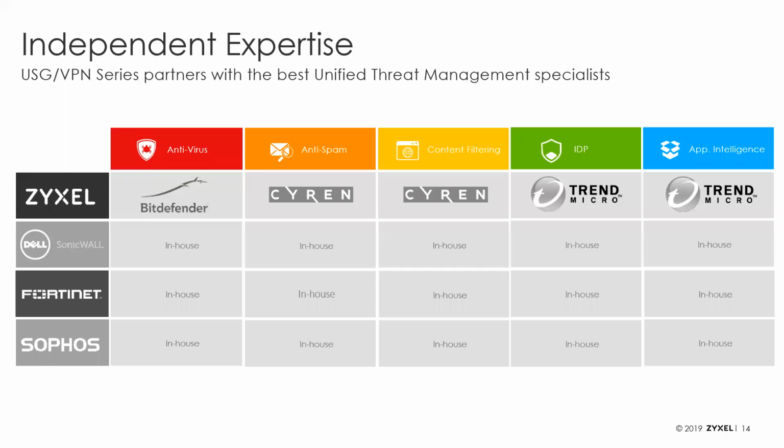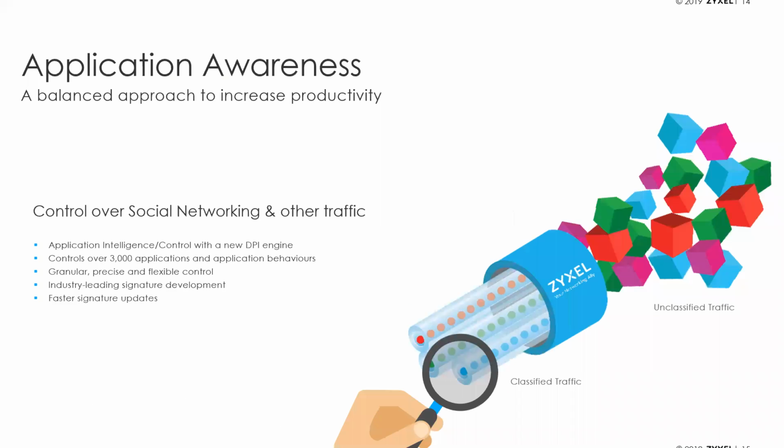So for antivirus, we're using Bitdefender. For anti-spam and content filtering, we've partnered with Cyren. For intrusion detection and prevention, we're working with Trend Micro. And for our app intelligence, we're using Trend Micro.